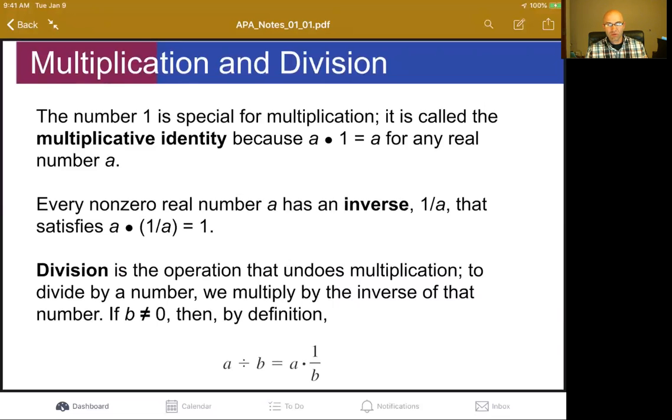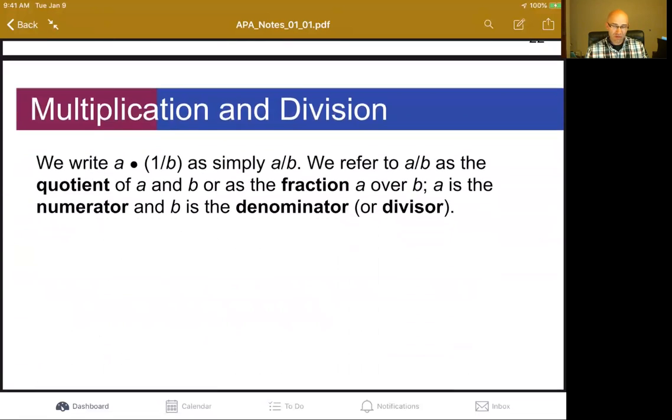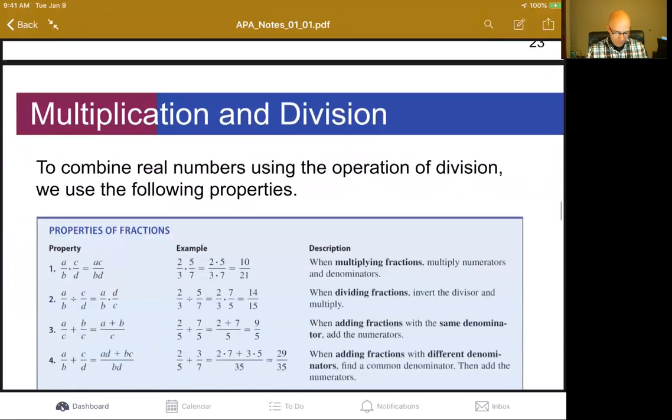Division is the undoing of multiplication. And that's kind of how it's defined here in this book. So we write a times 1 over b as simply a divided by b. That's called a quotient or a fraction. A is called the numerator, b is the denominator. The denominator also is sometimes called the divisor. Okay? And a is sometimes called the dividend. So a little vocabulary for you.